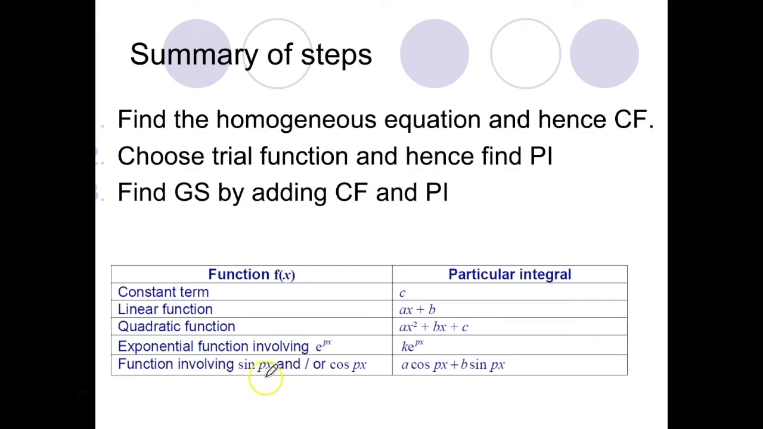Remember, if f has, say, sin 2x, then your p here is 2. So this should be a cos 2x plus b sin 2x. Remember, you will then have to differentiate y equal to that. You differentiate it 2 times, substitute back in your equation, and look for a and b.